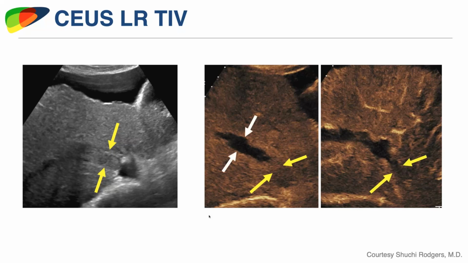So again, since our bubble agent is completely intravascular, we can definitively separate out enhancing tissues from non-enhancing tissues because our bubbles are pure blood pool agents. So this was, I thought, a great case, so thank you, Shuchi.